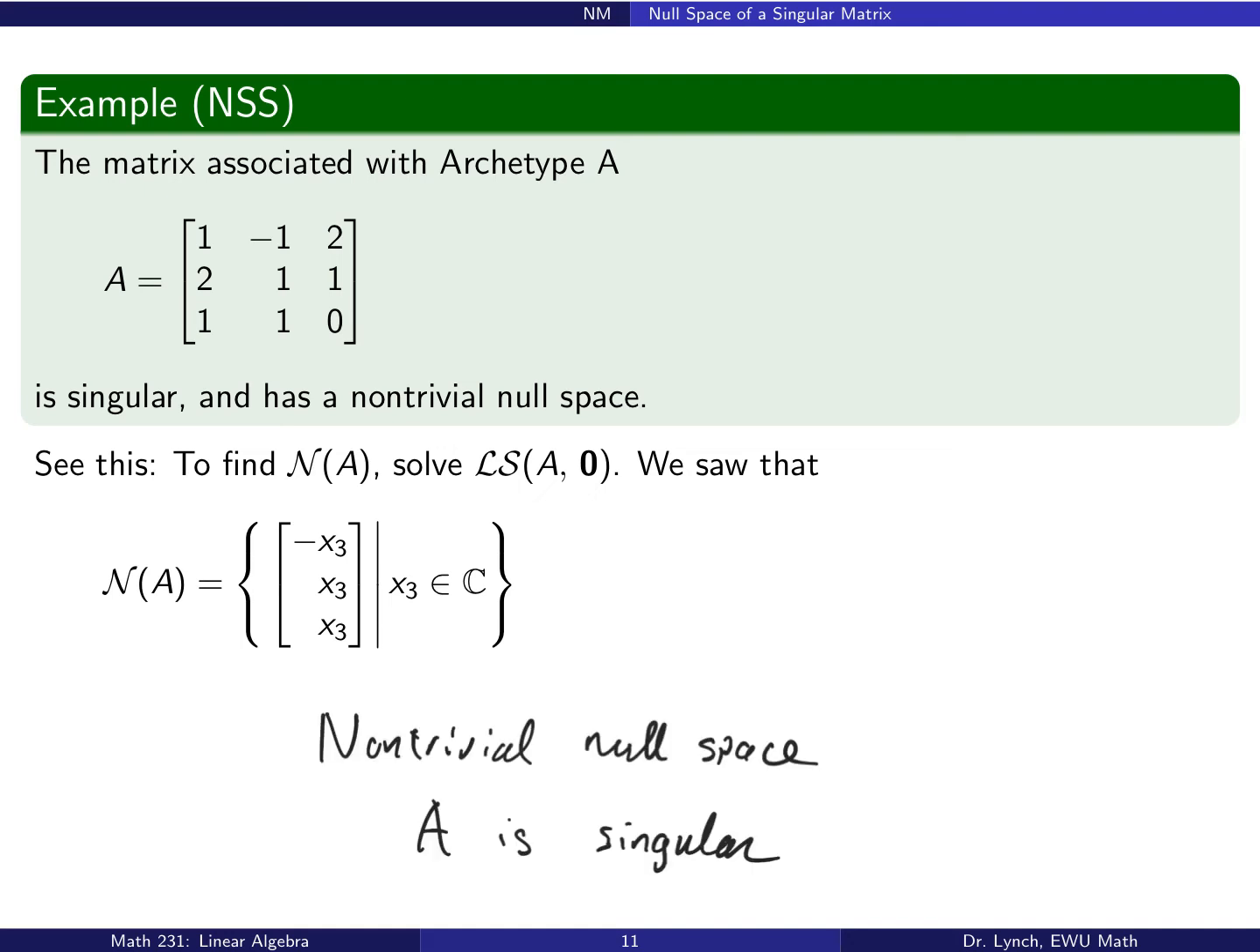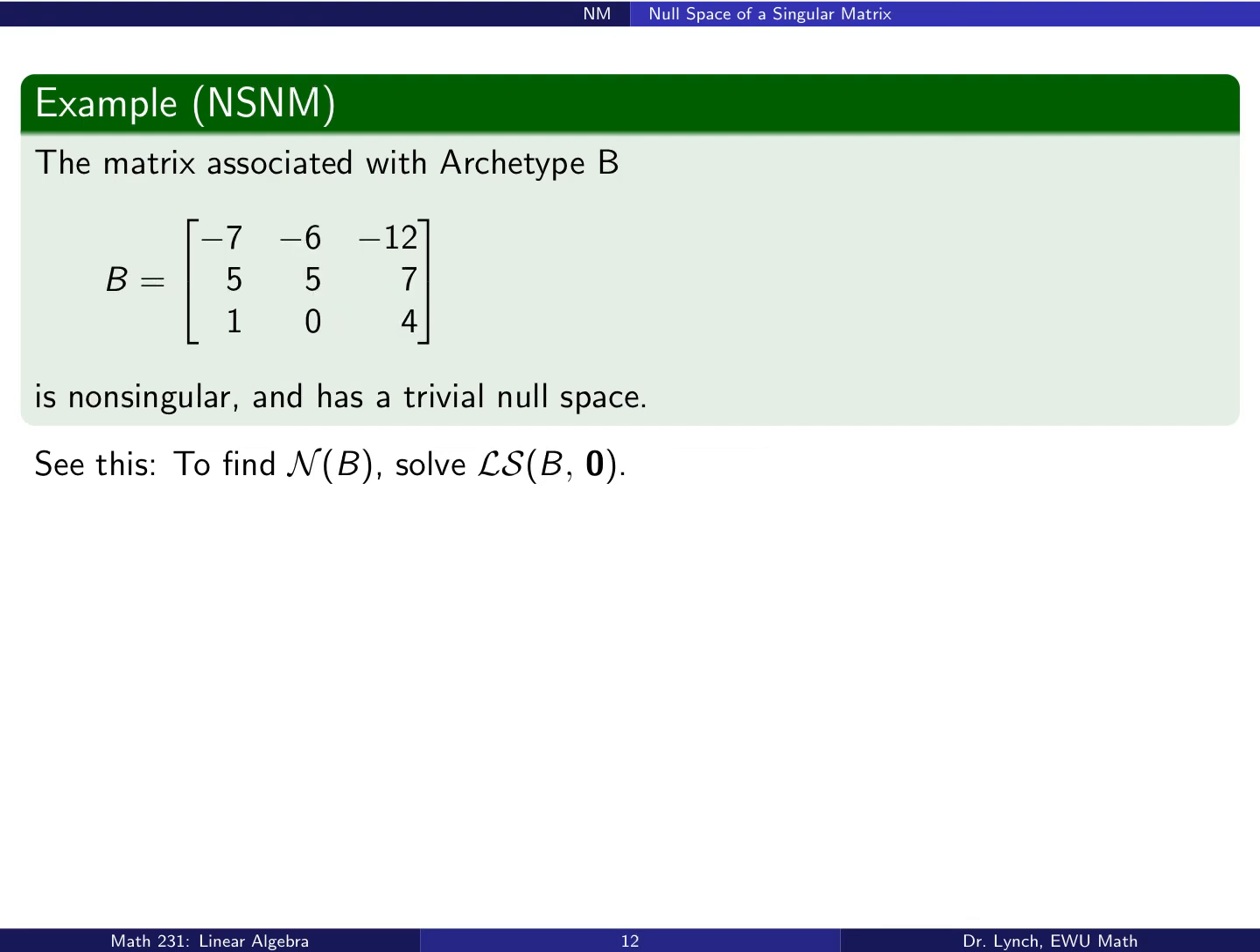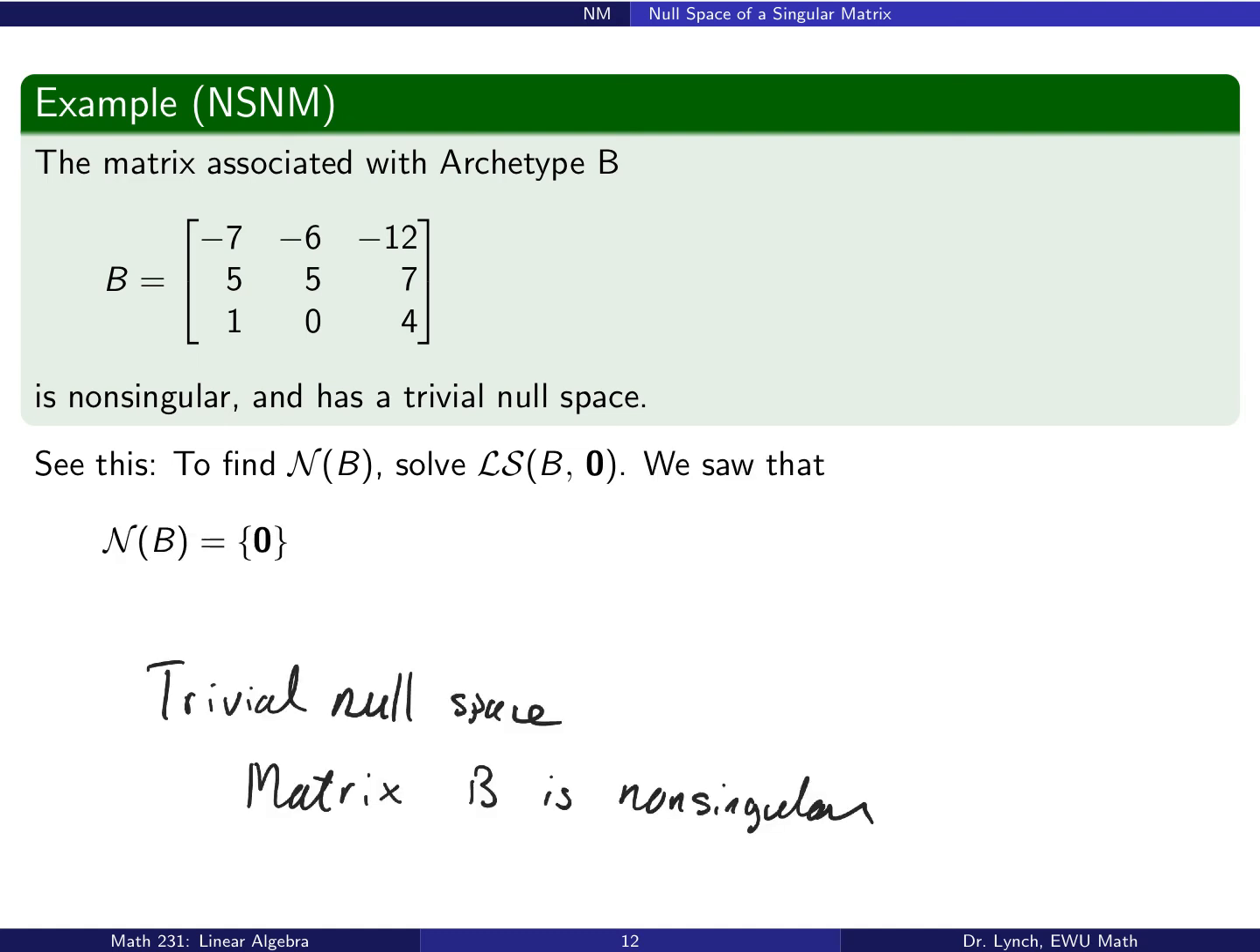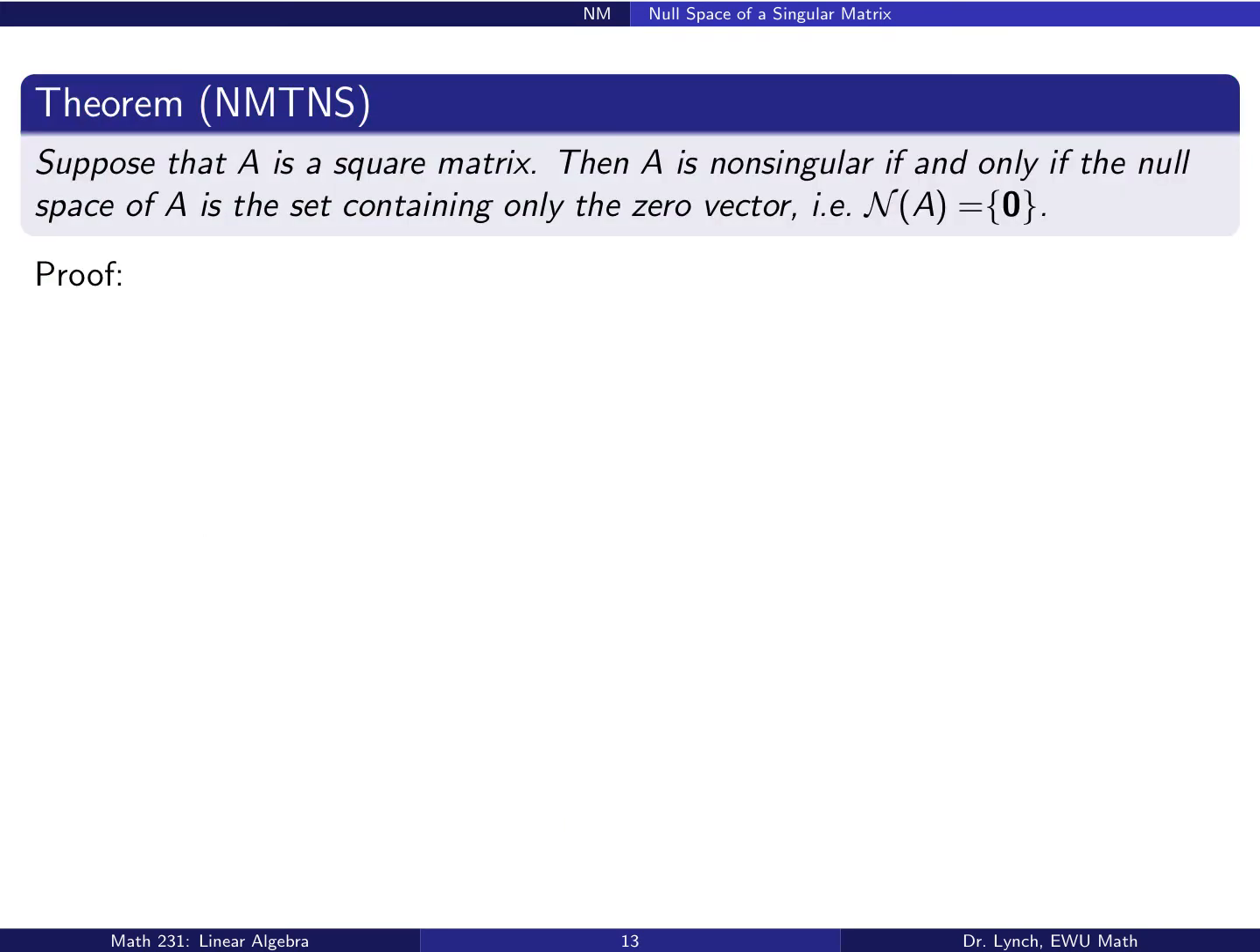Okay, again, this matrix associated with archetype A, we saw it is singular, and we saw it has a non-trivial null space. On the other hand, the matrix associated with archetype B, we saw is non-singular, and we saw that it has a trivial null space. So again, this matrix has a trivial null space. We know it's non-singular. Okay, that turns out to always be true. And when we say always, of course, there's a theorem.